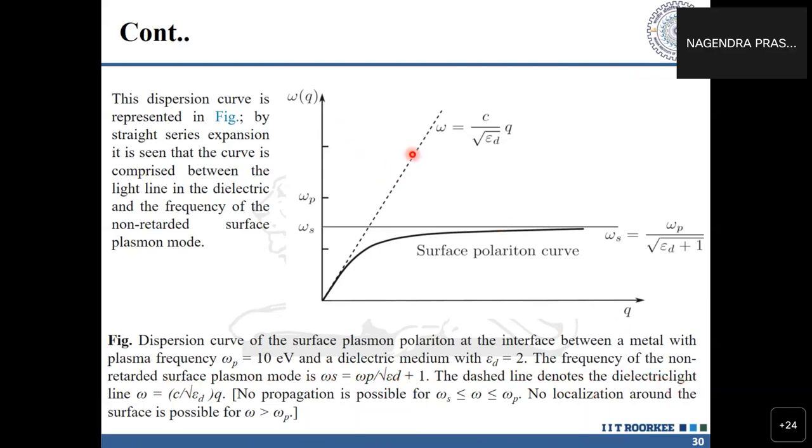In the literature you will see that they mostly call that the light line. No propagation is possible if omega is greater than or equal to omega s but less than or equal to omega p. No localization around the surface is possible if omega is greater than omega p.